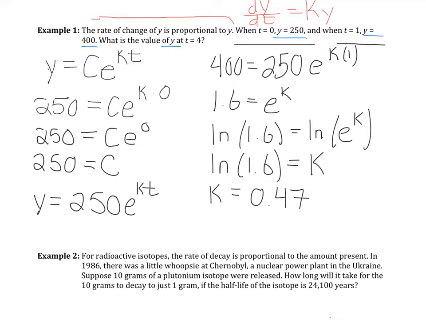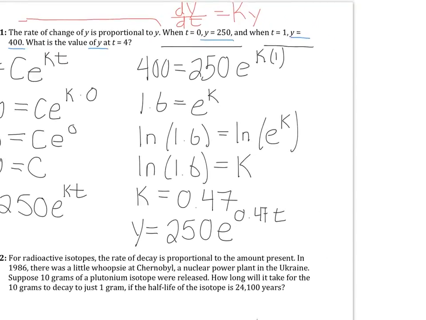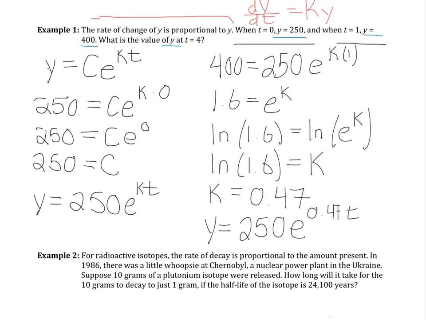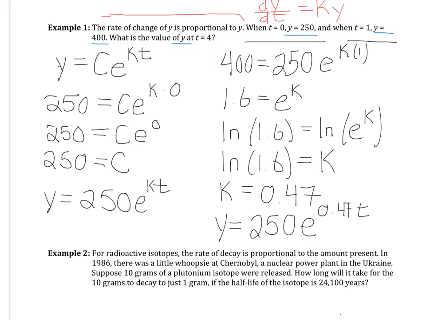So our complete formula is y equals 250 e to the 0.47 t. Now we can actually answer the question it's interested in. It wants to know the value of y at t equals 4. You can plug in t equals 4, and I will just tell you that y of 4 is about 1638.376. That's not the hard part. Great. Next.